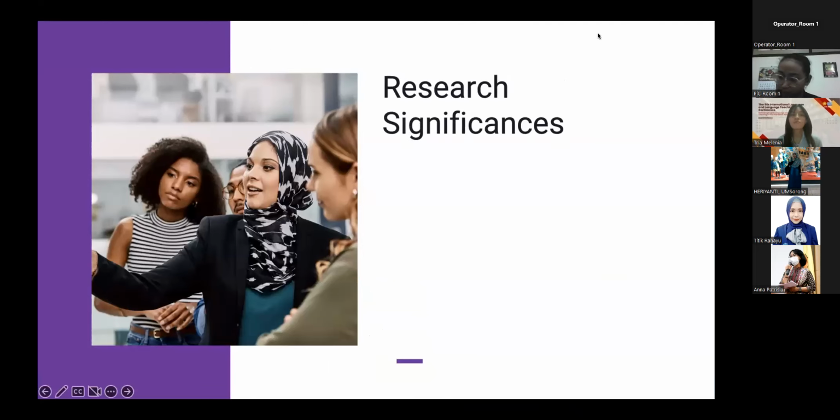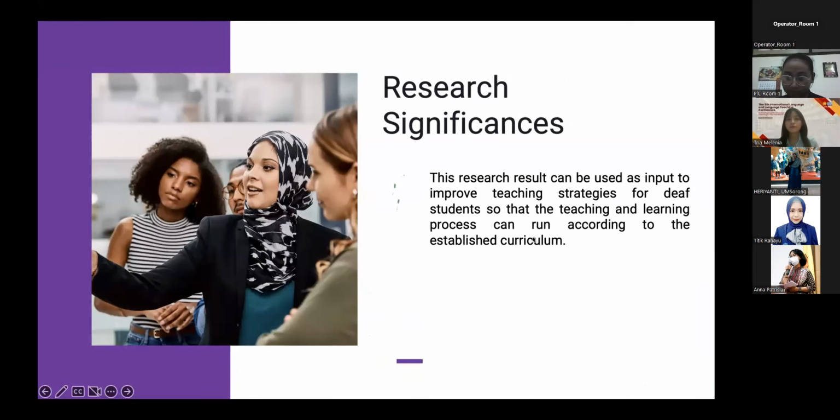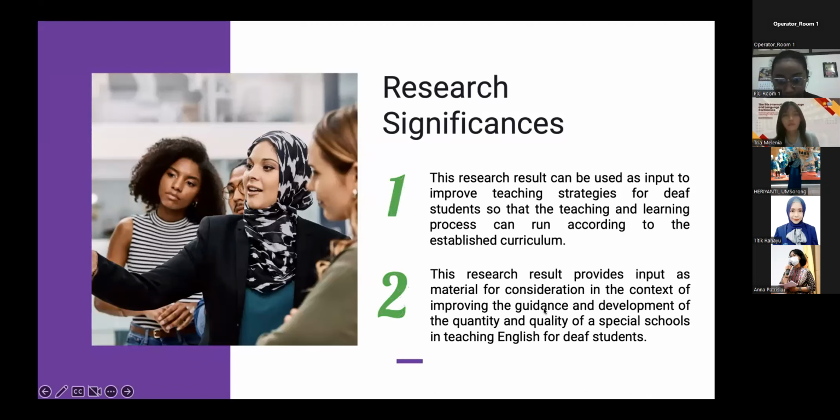And then the research significance of this research. First, of course, this research result can be used as an input to improve teaching strategies for the students so that the teaching and learning process can run according to the established curriculum. And then the second, this research result provides input as material for consideration in the context of improving the guidance and development of the quantity and the quality of special schools in teaching English for deaf students.